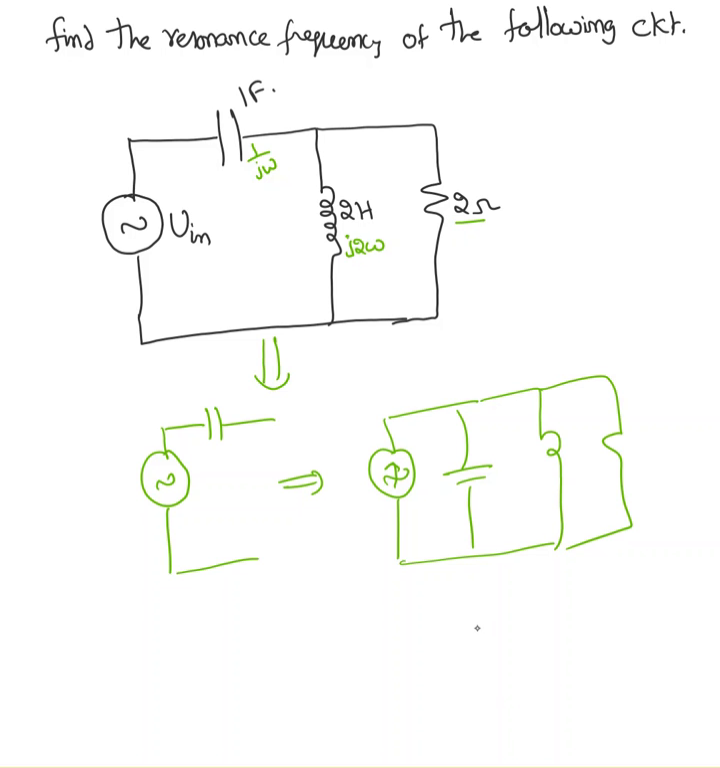When it comes to the RLC parallel circuit, we know that omega naught equal to 1 over square root of LC, or f naught equal to 1 over 2 pi square root of LC. So I can convert this and use this formula.